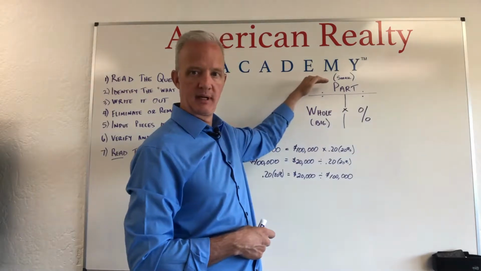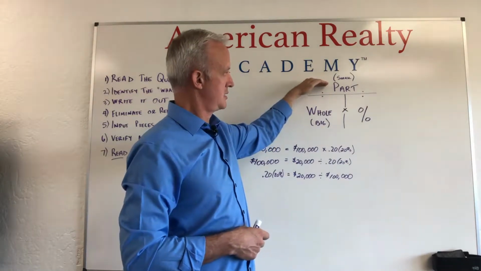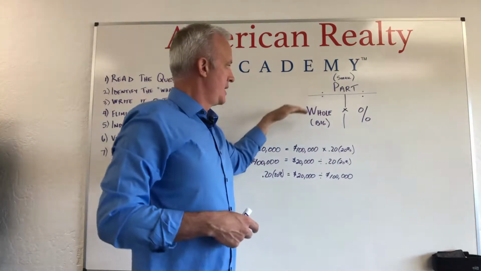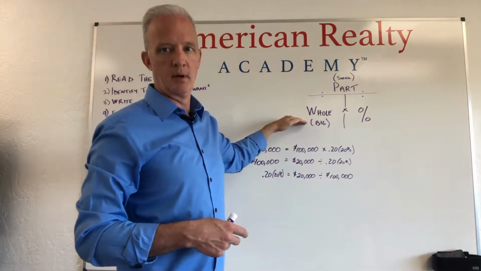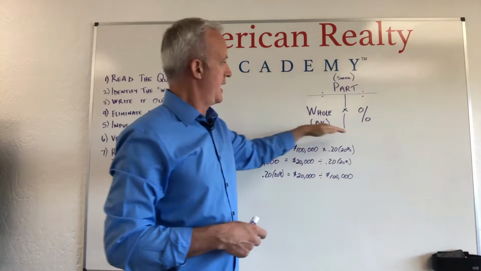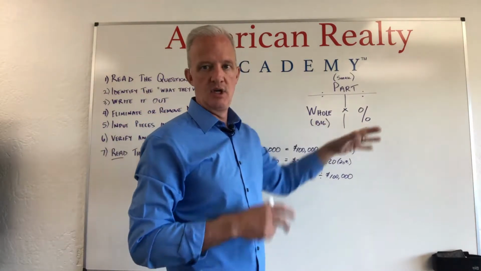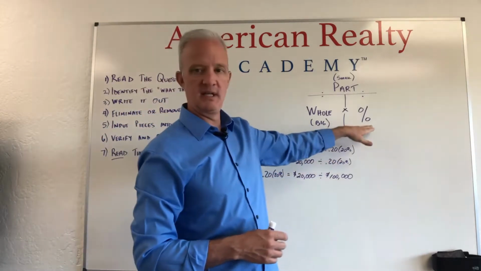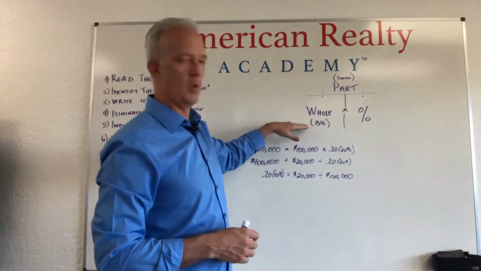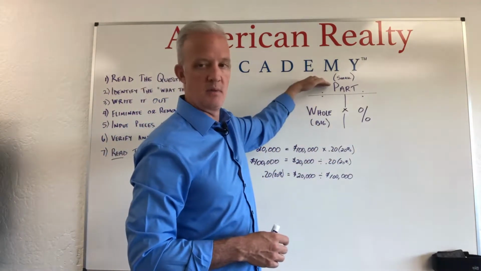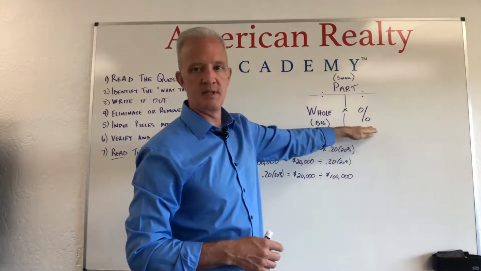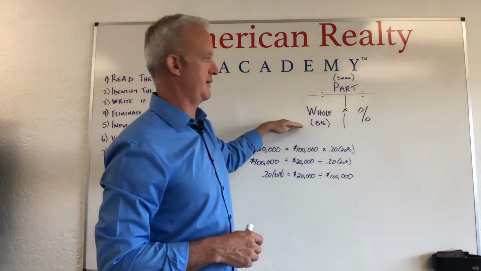Okay? Simple again. The part or the small number is going to go on top. The big or the whole number is going to go on the bottom. And then over here is the percentage. So using those 3 things, if they gave us a percentage and they gave us a whole number, that's going to give us the small or the part. If they gave us the small or the part and they gave us a percentage, guess what? That's going to give us the whole.